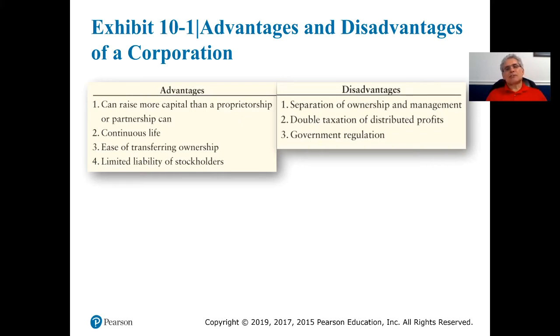Number two disadvantage is double taxation of distributed profits. The corporation is taxed just like any entity. Now, after it's taxed, it finally ends up with a net income after taxes of X amount of dollars. If that net income after taxes is then distributed to the shareholders as dividends, then the recipients of those dividends, the shareholders, will then have to report those dividends on their personal tax returns. So when we refer to double taxation, we talk about how a corporation makes money.